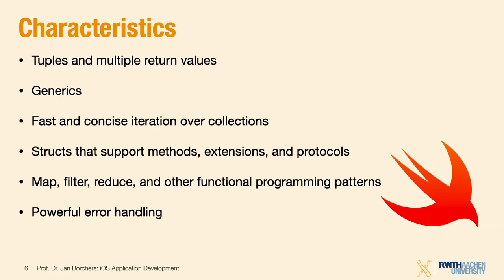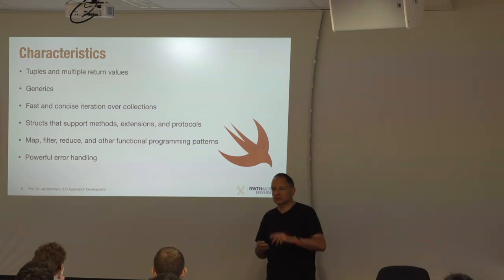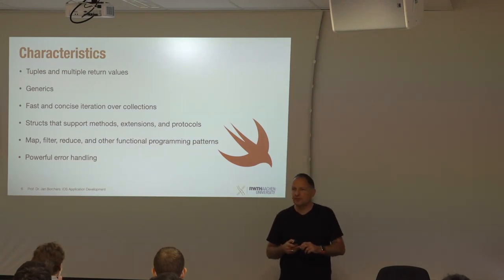Well, and then there are other functional modern programming patterns that you may know from other languages, again, like map, filter, reduce, for example, that are also available in Swift. Anybody have a quick explanation of what map, filter, reduce is?